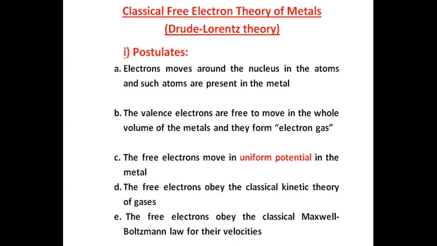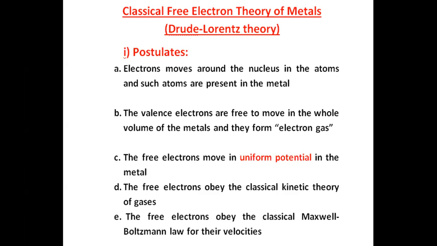The second postulate is there are electrons which are free to move in the entire space of the metal. These are known as valence electrons, and these valence electrons form something known as electron gas. It means these valence electrons are allowed to move in the entire volume of the metal. These electrons which are freely moving in the volume of the metal are forming something called electron gas.